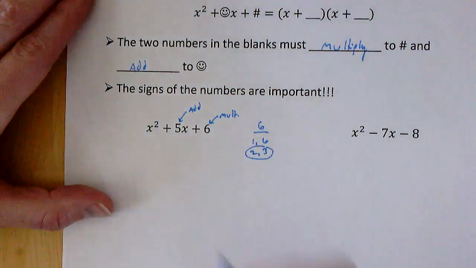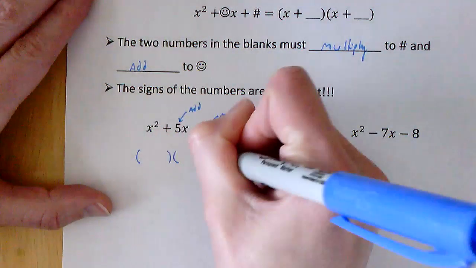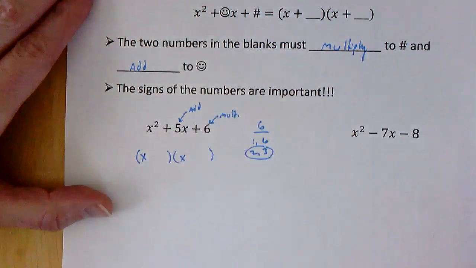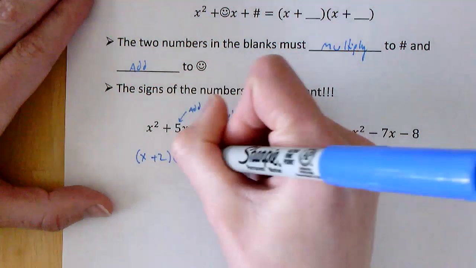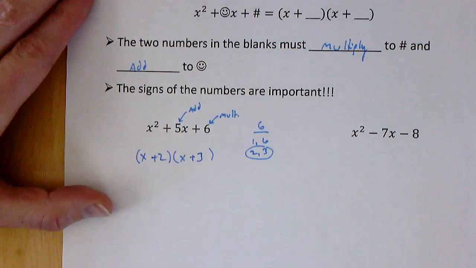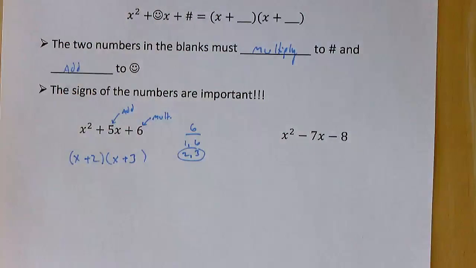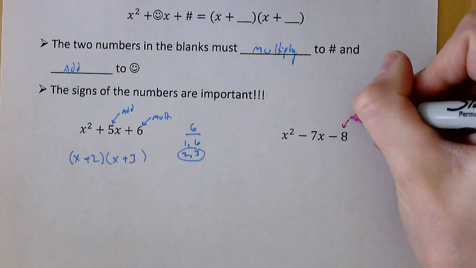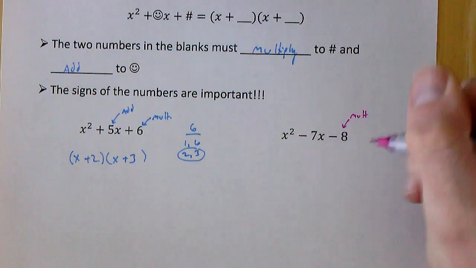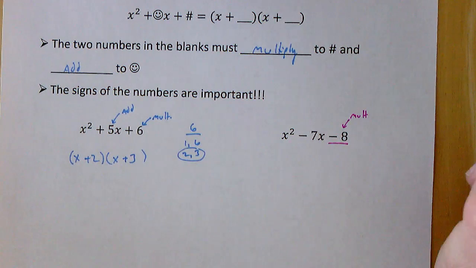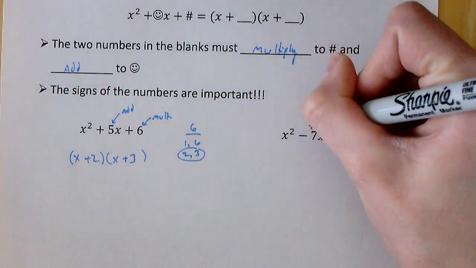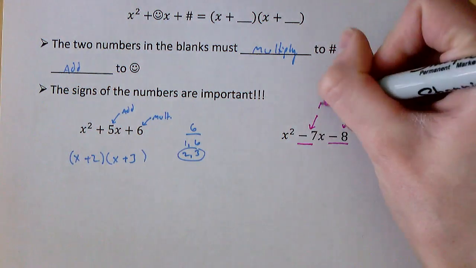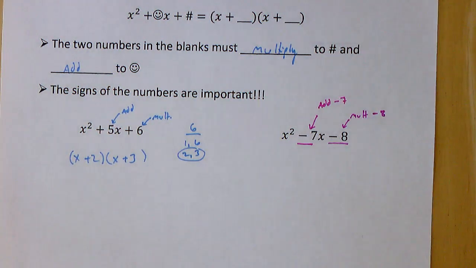So when I factor this, I'm going to factor it into two sets of parentheses, and it's going to be x in the front of both of them, and one of them is going to be a plus 2, and one of them is going to be a plus 3. And that's it. Let's look at this next one over here. For this one, I need two numbers that multiply to, be careful here, it's a -8. So I need two numbers that multiply to -8. And again, be careful, this is a -7. So I need them to add to -7.